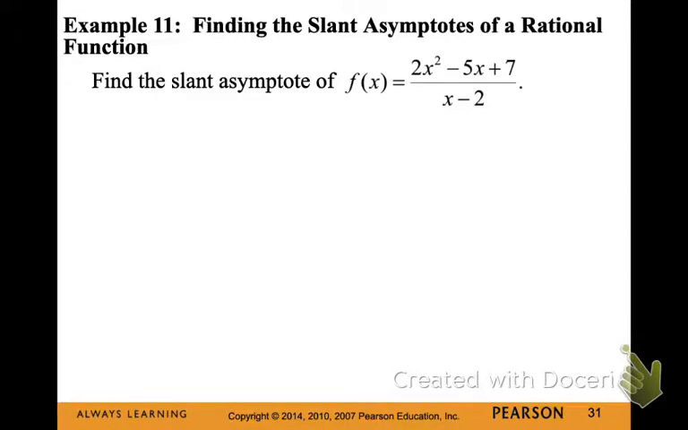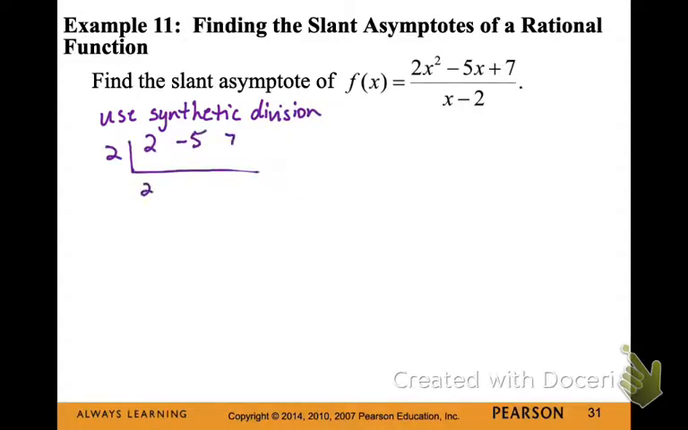So let's take a look at this rational function. You can see that the degree of the numerator is 2, the degree of the denominator is 1, so the numerator degree is 1 more than the denominator. Now to find this slant asymptote, we're going to go ahead and divide this function, and we're going to use synthetic division. So remember to do that, we're going to take our divisor, which is +2, and then pull off the coefficients of our numerator, bring down our numbers, multiply diagonally, and add vertically.